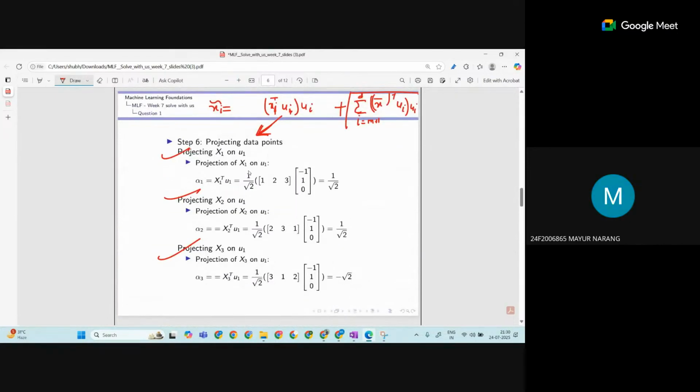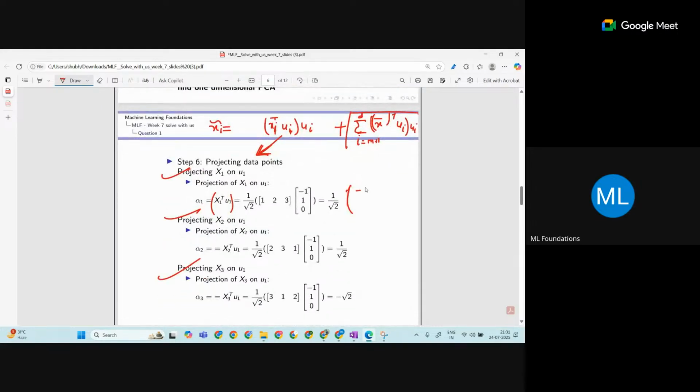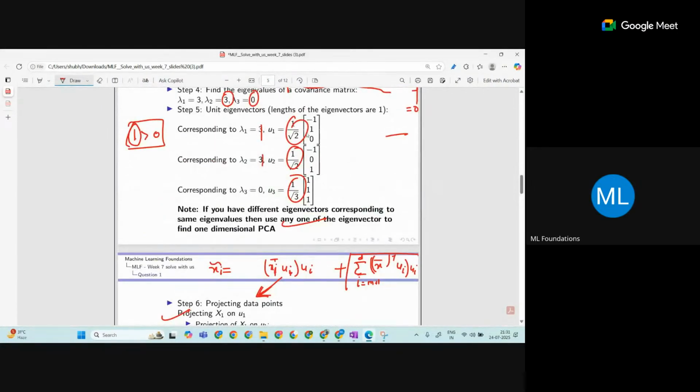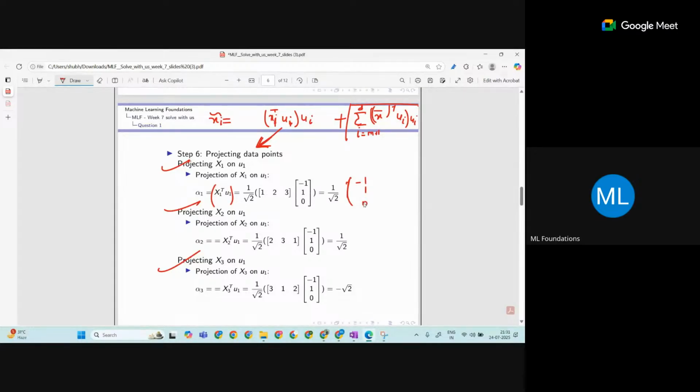Actually, what is here? Projection of x1 on u1, he just wrote it, I don't know why. It should be the vector. Sir, actually, they have just calculated the scalar part. Then probably after that, they will be multiplying with the vector, which is your eigenvector. Here u1 is -1, 1, 0.